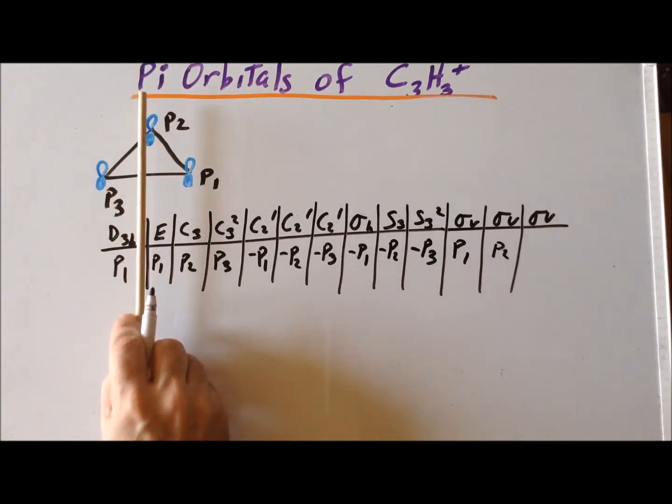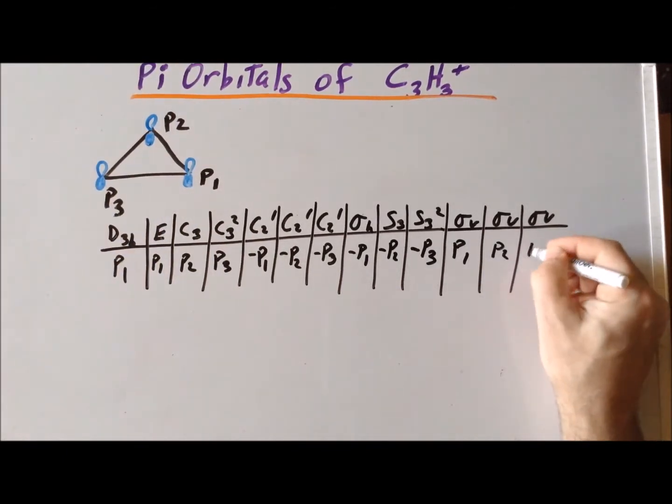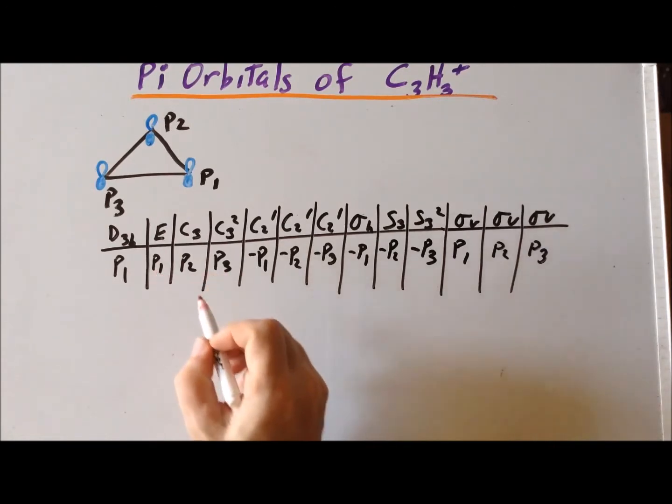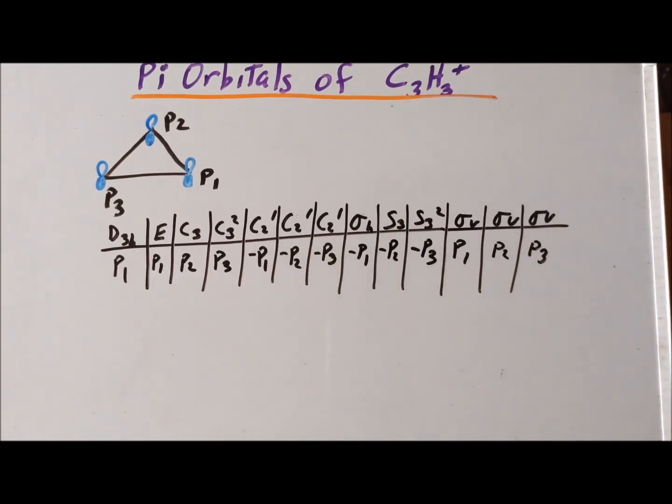And this one turns P1 into P3. So now we have the effect of each symmetry operation on P1. And our next step is to multiply through by the characters in the character table for the relevant orbitals.